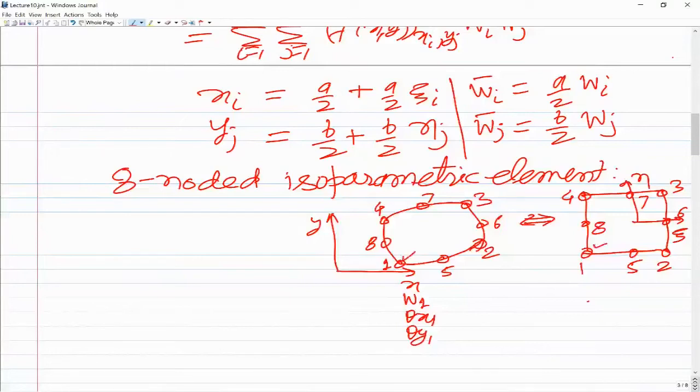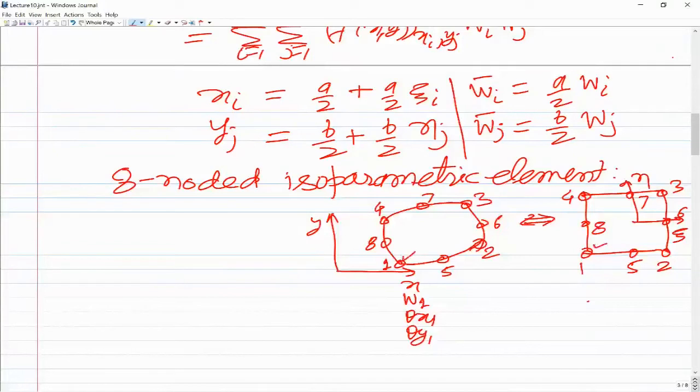So now in this case, because at each node we have 3 degrees of freedom and total 8 nodes, corresponding to each variable, that is w, we will have 8 degrees of freedom in the element, corresponding to theta x 8, and similarly corresponding to theta y 8.